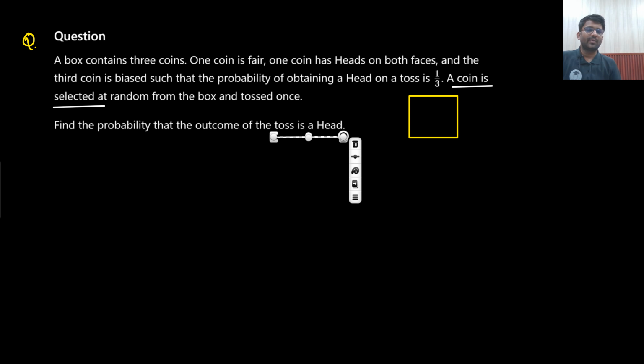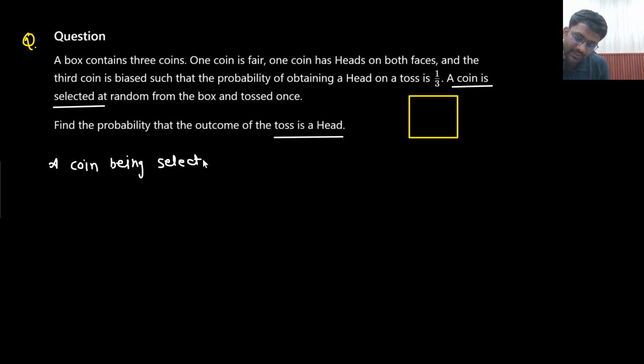Right? You need to find out the probability that the outcome is head. So what do you need to care about? First of all, you need to care about a coin being selected. This is what you are supposed to care about. And the second one is that the toss is head. These things you need to care about.